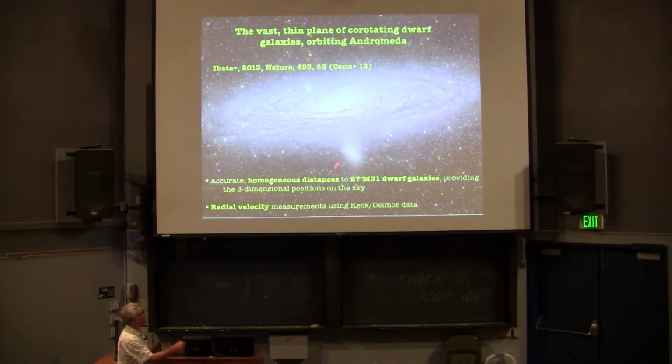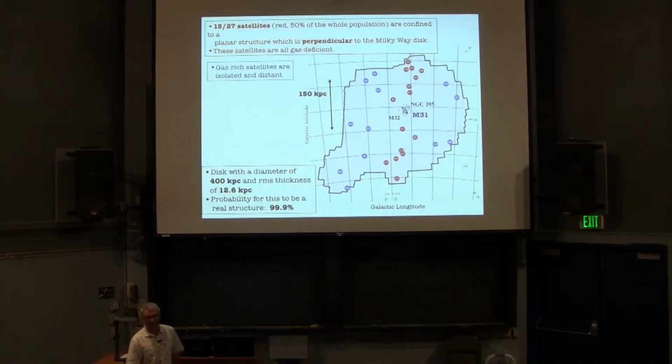They had 27 dwarfs. Of course, there are more, but they wanted to get precise distances for the dwarfs, so they focused on those that are easily seen, which are in the outer parts of this galaxy. So they got homogeneous distances, and by that also a three-dimensional position in the sky of these dwarf galaxies. And in addition, they got radial velocities of the dwarfs. And when they looked at this data, they found something which is really very exciting.